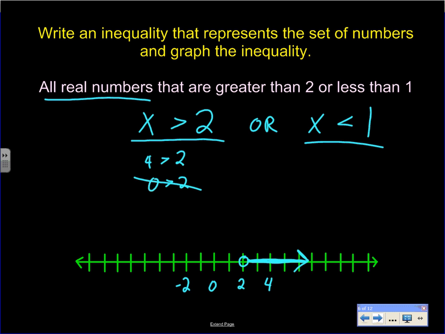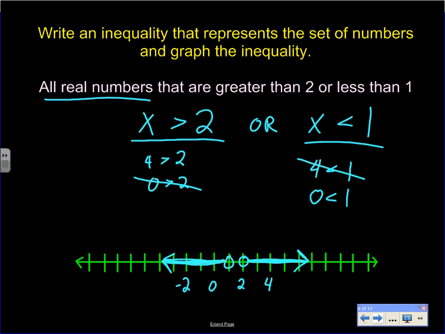And the one on the right, x is less than 1, open circle at 1, and pick test points. Picking 4 and 0 again, except we're using 1 in this one. So 4 less than 1? Nope. Is 0 less than 1? Yep. And that's where we're at. And that's what your graph looks like.